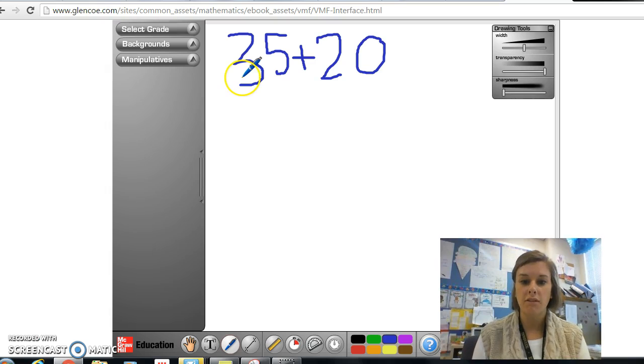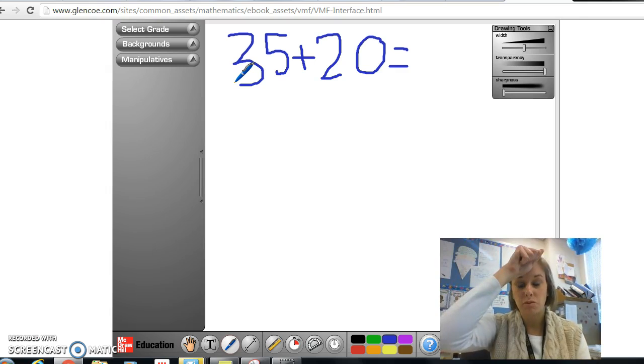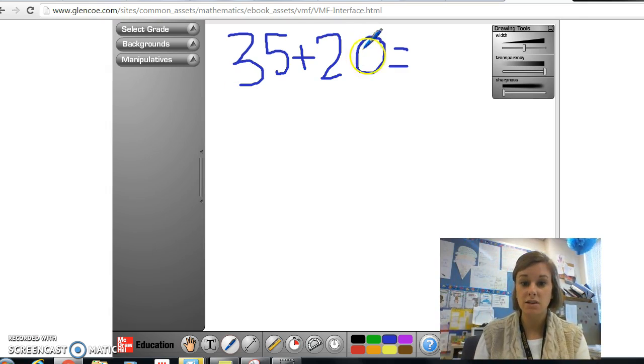So let's say I have 35 plus 20. How am I going to figure that out? Well, I know that 20 is a multiple of 10, so I'm going to put 35 in my brain, and I'm going to count up by tens twice, because if I count up by tens twice, then that gives me 20. So I'm going to go 35, 45, 55. So when I counted up by tens, my answer was 55.